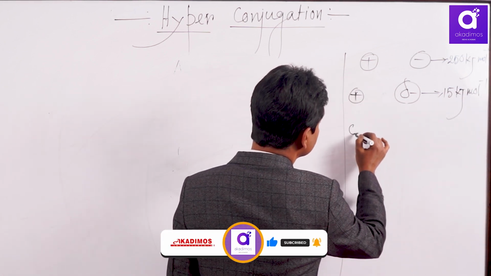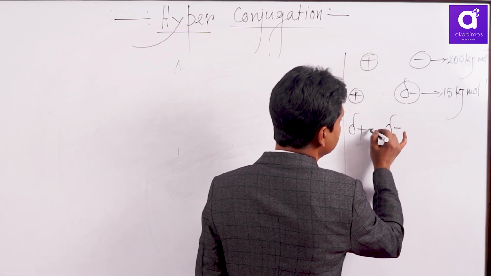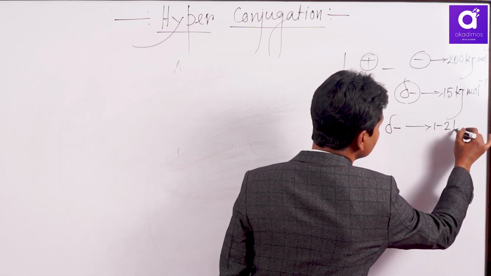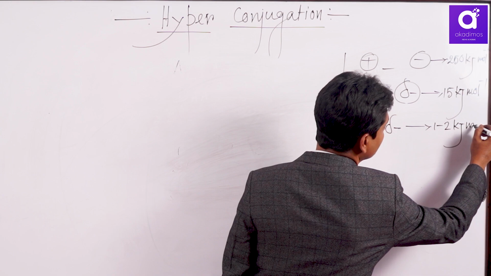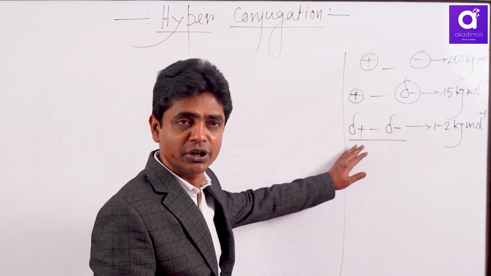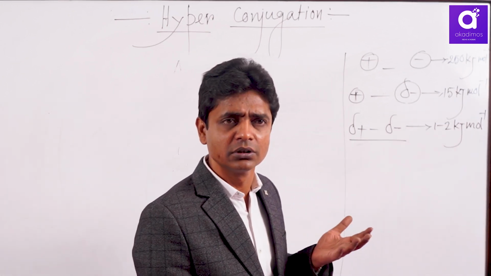Whereas when both are dipoles, delta plus and delta minus, its attraction value is near about 1 to 2 kilojoule per mole. That is inductive, I told you. Additional dipole-dipole attraction will give energy of 1 to 2 kilojoule per mole.